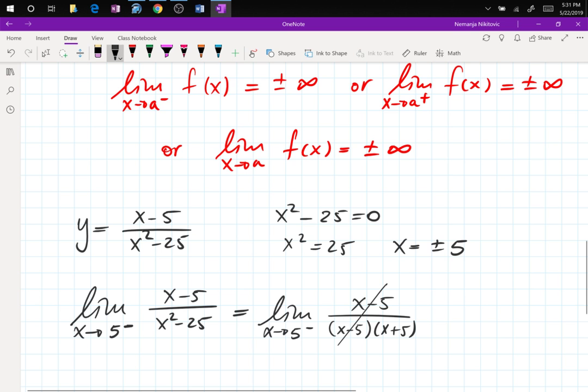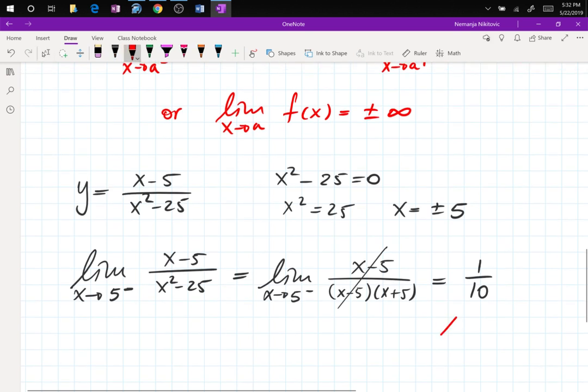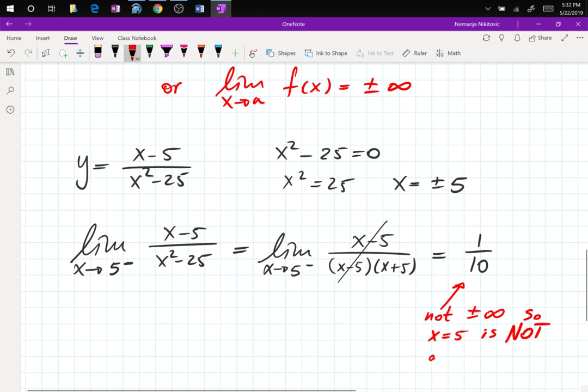And now, when x goes to 5, what do we get? 1 over 10. Is that an infinity? No. So let me write here in blood. Not plus minus infinity. So x equals 5 is not a vertical asymptote. So this is the way the analysis goes in calculus, right?